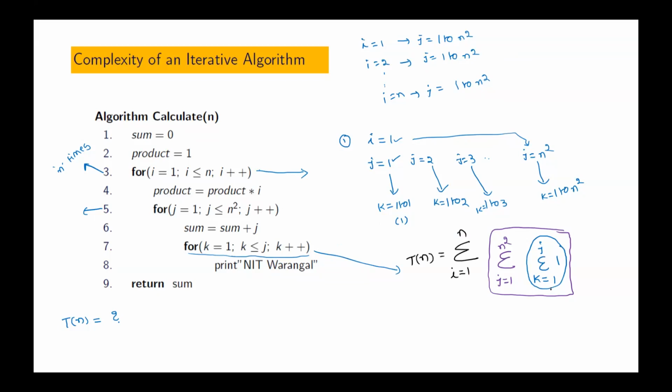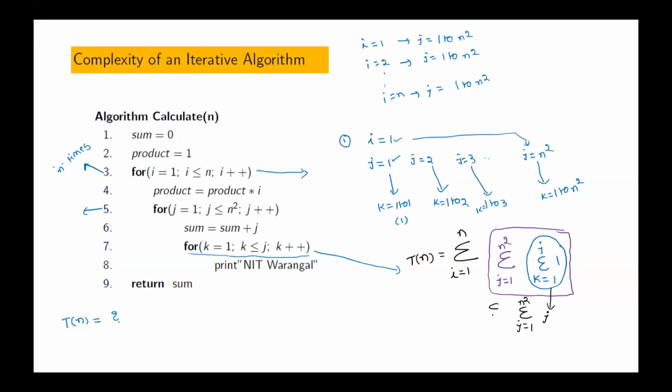So what is the value of this? Sigma k equal to 1 to j of 1. What is this value? j minus 1 plus 1, so it is j, j only. Now what is sigma j equal to 1 to n square of j?